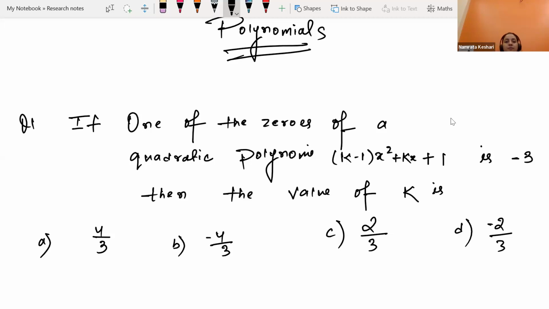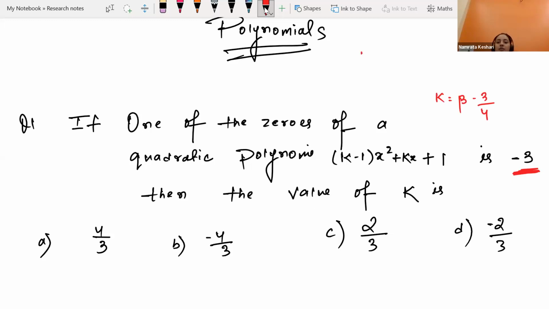Okay, let's do it. If one of the zeros of the given quadratic equation is minus 3, then we have to find the value of k. If minus 3 is one of the zeros, that means it will satisfy. Ma'am, for sum alpha plus beta is equal to minus b by a, I got k as k is equal to beta minus 3 by 4. I don't know if it's correct.